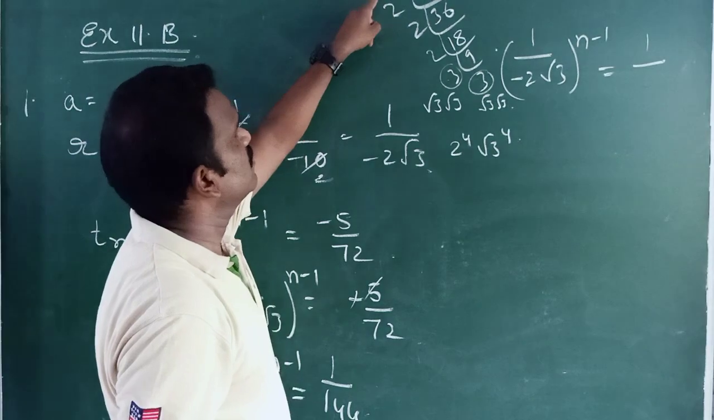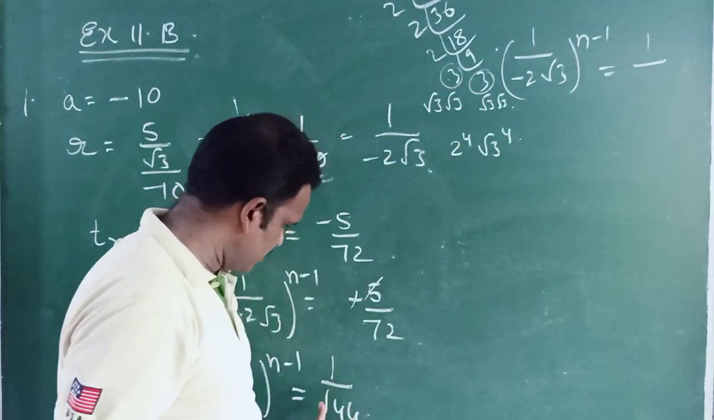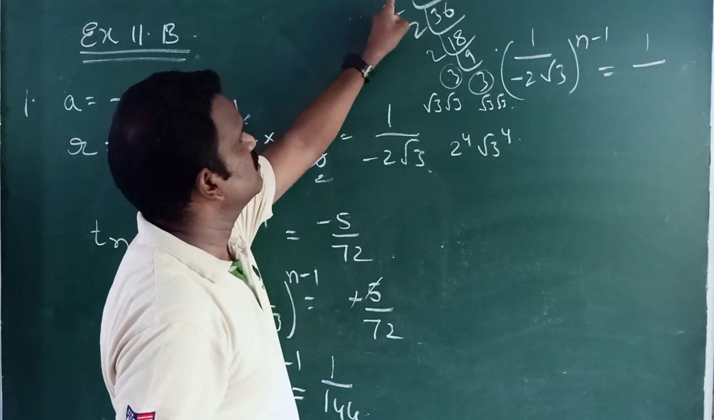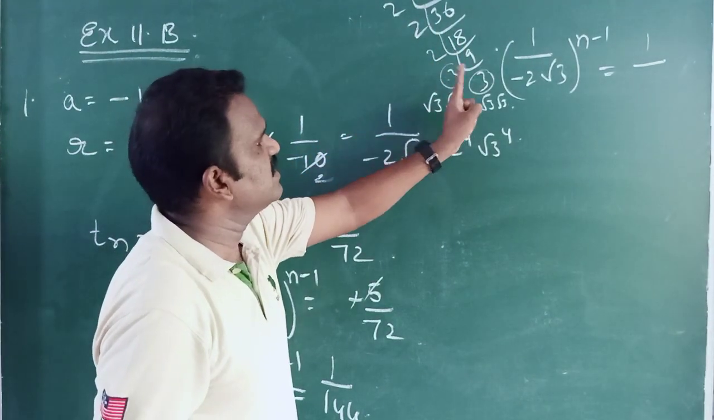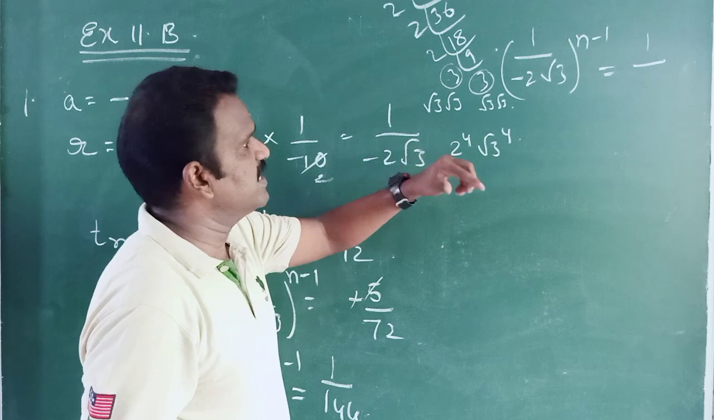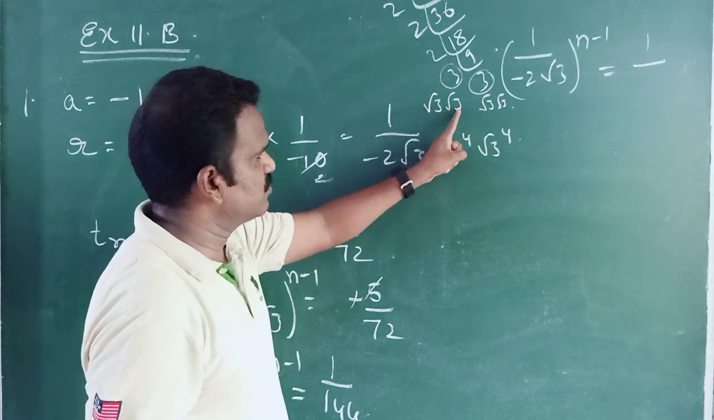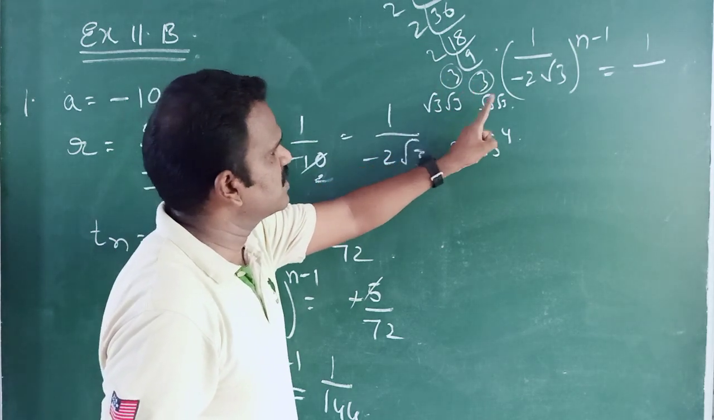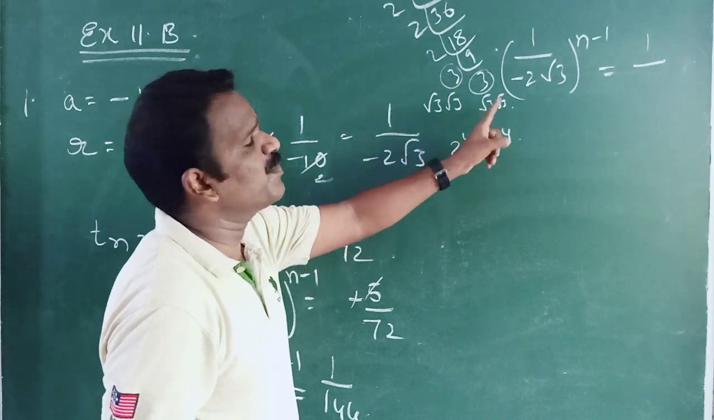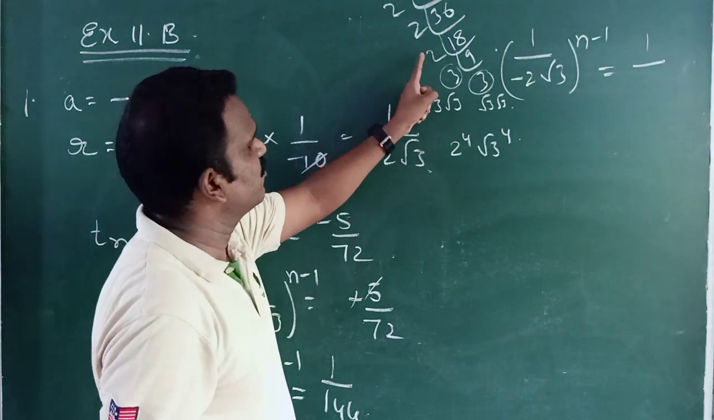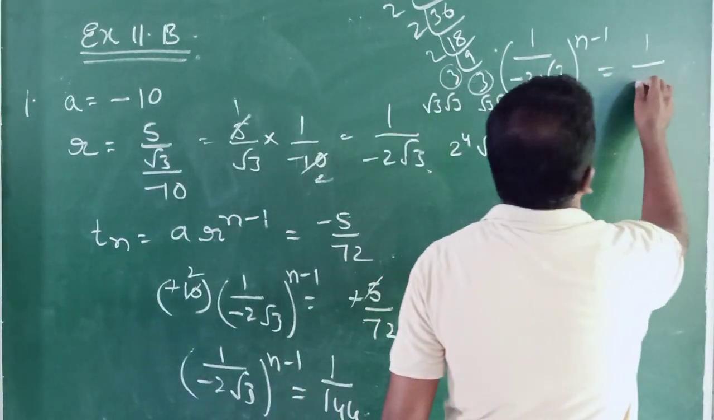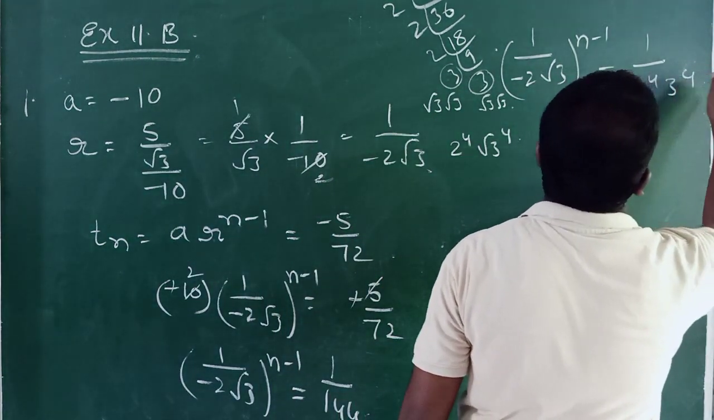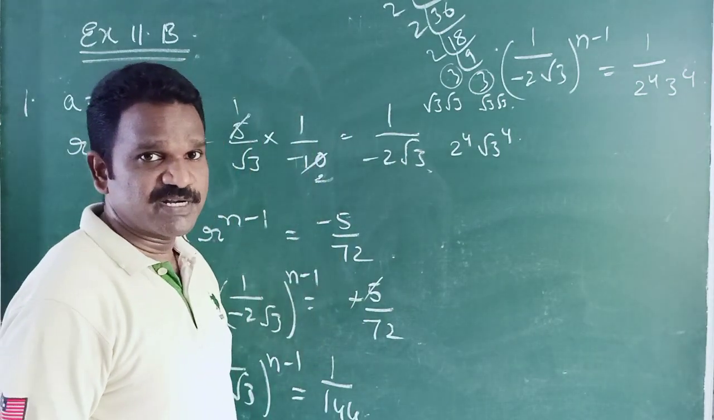How am I writing 2 to the power of 4, √3 to the power of 4? Because this 144 is divisible by 2, 72; divisible by 2, 36; divisible by 2, 18; divisible by 2, 9; 3, 3. This 3 into 3, the first 3 I am writing as √3 into √3, the second 3 as √3 into √3. That means √3 to the power of 4. 1, 2, 3, 4, 2 to the power of 4. So instead of 144, I can write 2 to the power of 4, √3 to the power of 4. I hope you understood.